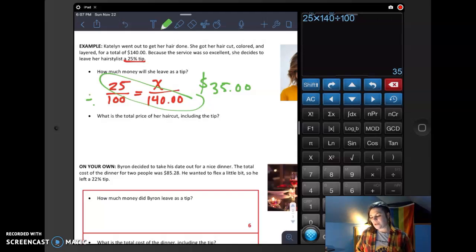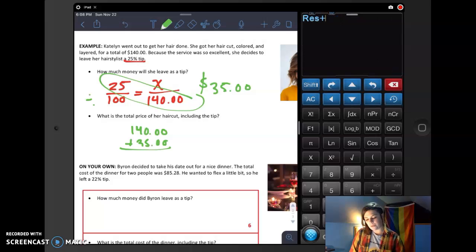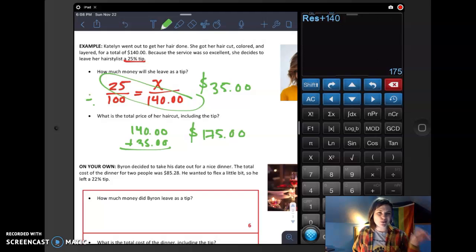All right, so what is the total price of our haircut? Remember, you add a tip to the total. So we just need to do 140 dollars, 0 pennies, plus 35, 0 pennies, and add that together. I'm going to add 140, and I get 175, 0 pennies. Remember, when you're putting your answer into the puzzle piece, make sure that you put 0.00.